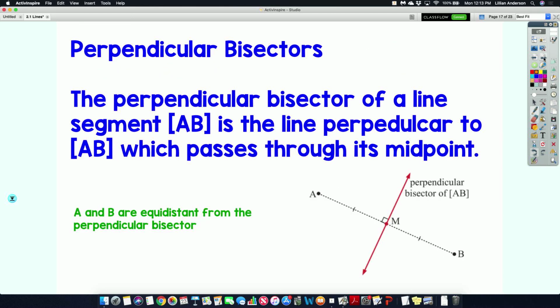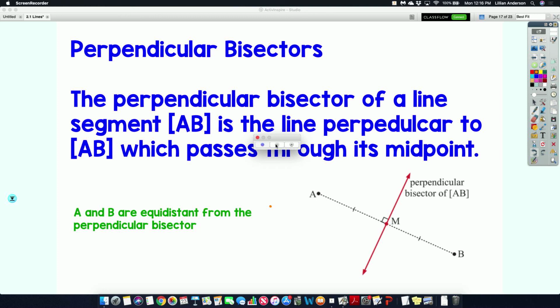Perpendicular bisectors. These are other types of lines as well. Perpendicular means it forms a 90-degree angle. Bisector means it cuts into 2 equal pieces. So the perpendicular bisector of a line segment AB is perpendicular to AB and goes through the midpoint. A special feature is that A and B, those 2 endpoints, are equidistant from the perpendicular bisector. What does equidistant mean? Same distance, equal distance.